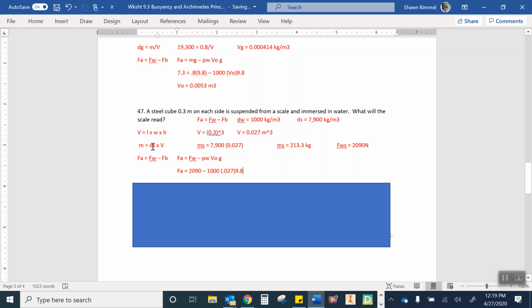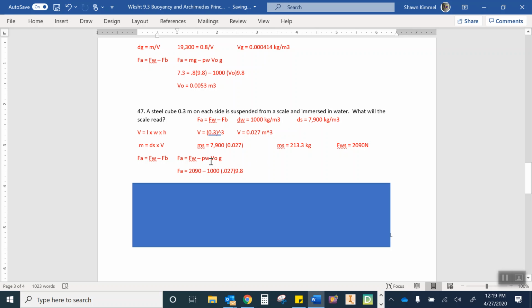The mass is the density of steel times the volume. Well, the density is 7,900. The volume is 0.027. Turns out to be 213.3 kilograms. That's the mass of the steel. So let's find the weight of the steel, because that's what we have to do here. And that's 2,090 newtons. So that goes in here for the weight.